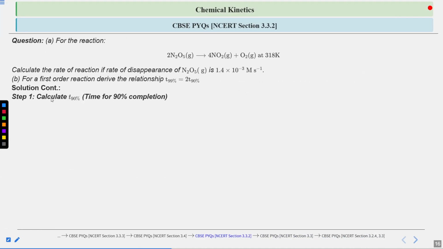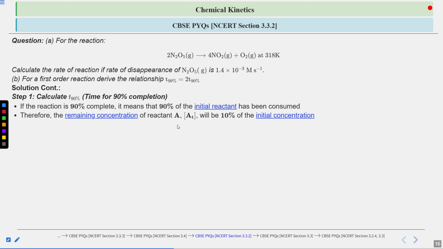Now, step 1 includes the calculation of t 90%, that is the time for 90% completion of our reaction. So if the reaction is 90% complete, it means that 90% of our initial reactant has been consumed, right? If we are seeing first order kinetics, then t 90% is representing that 90% of the initial reactant has been consumed.